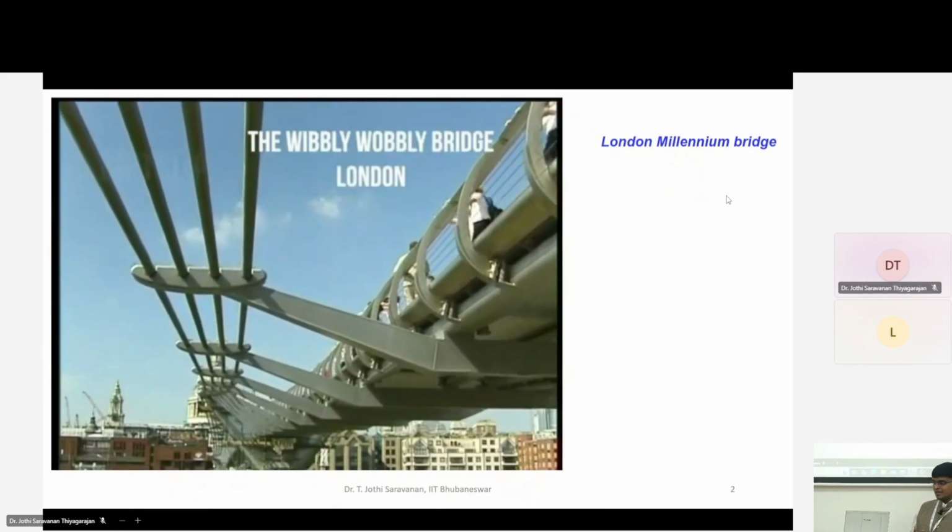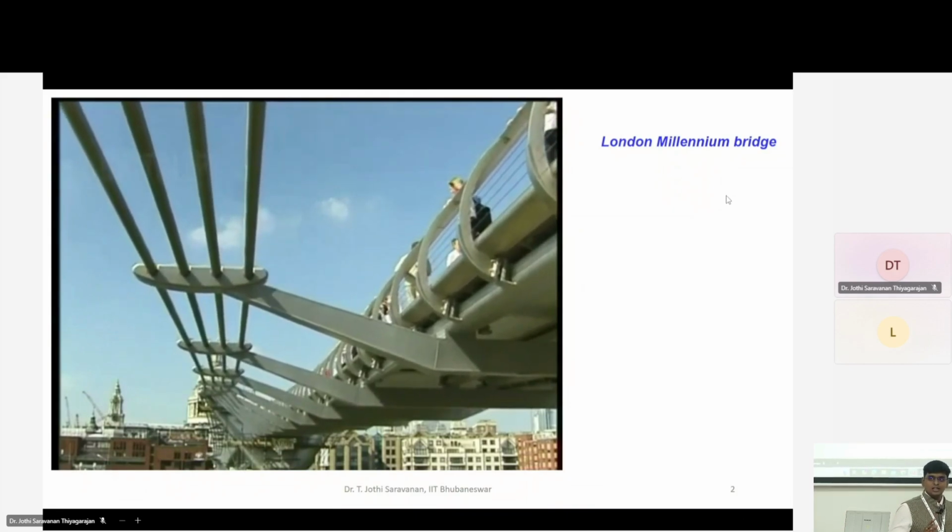This was constructed around 2000. Then it was immediately stopped for traffic because whenever pedestrians were using it, they could feel the vibration. They were so afraid. Then an expert committee was formed, and a lot of dampers were installed. I hope you know the usage of dampers: they control the vibration. That has been installed, and it was opened again in 2002 for the pedestrians, and till date you can feel the vibration while you're walking.